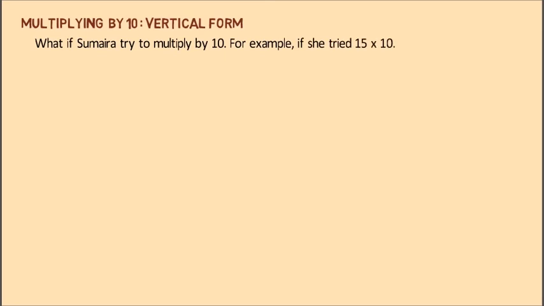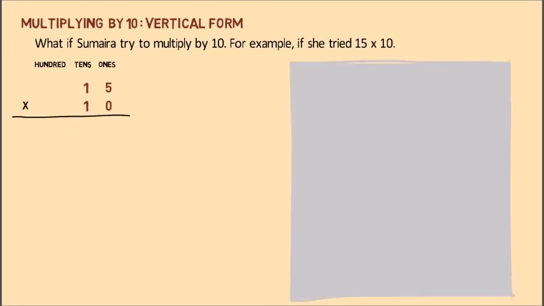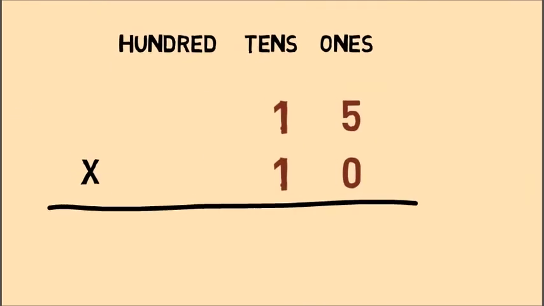Multiplying by 10, vertical form. What if Sumaira tried to multiply by 10? For example, if she tried 15 times 10. Step 1. She knows that 10 has 1 ten and 0 ones. First she multiplies 15 by 0. 15 times 0 equals 0.